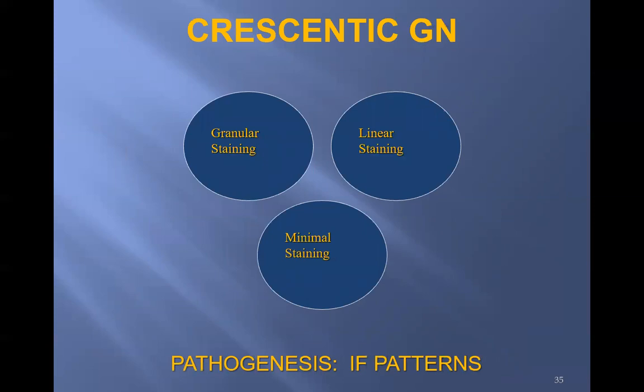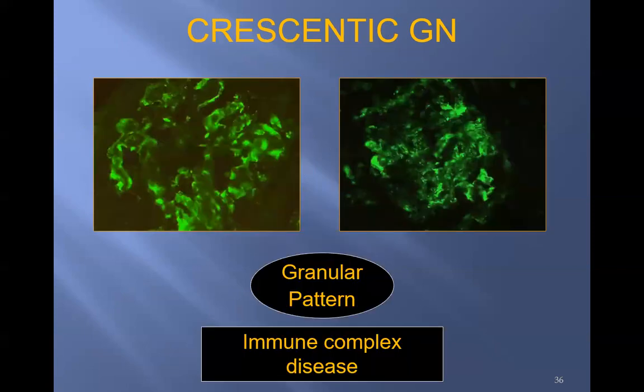Three types. Granular deposit. So which of these will show granular deposit? Yes, it will be immune complex, right? Which will cause granular deposit. Linear deposit? Anti-GBM. Very nice. Anti-GBM. And minimal? Pauci-immune. Right. So we have three different types of diseases, and this is the picture we get. This is the first pattern in which you see a granular deposit, which is immune complex disease. So you see a starry sky pattern on immunofluorescence. This is the first one.